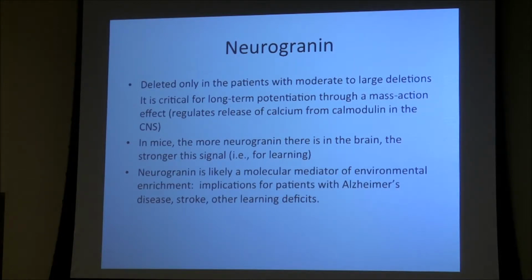Basically in mice, the more neurogranin, or the more of this protein there is in the brain, the stronger the signaling is for learning. And we actually think that neurogranin is likely a molecular mediator of environmental enrichment. And that's extremely interesting because it turns out there are other pathological conditions where, when there's memory and learning impairment, the level of the neurogranin protein in the brain is diminished, specifically Alzheimer's disease. So we think what we learn from your children about neurogranin could have much, much broader implications for a much larger group of patients.